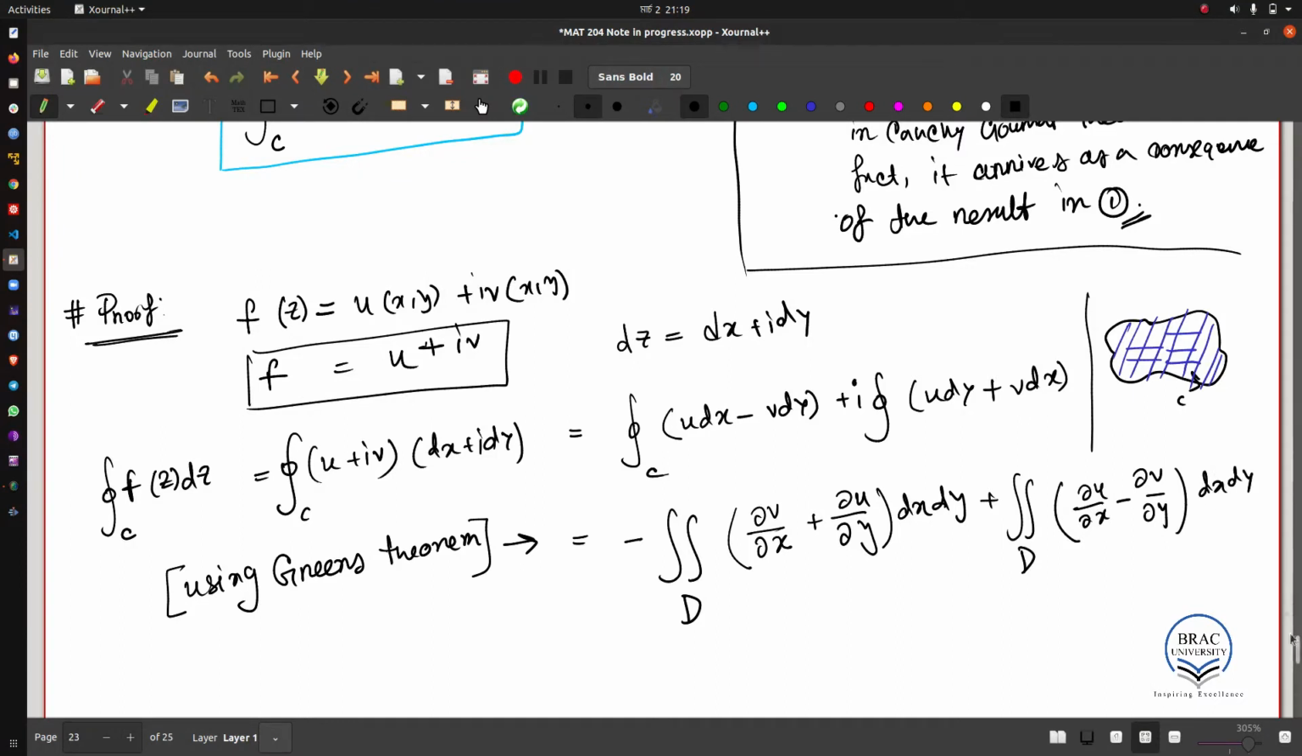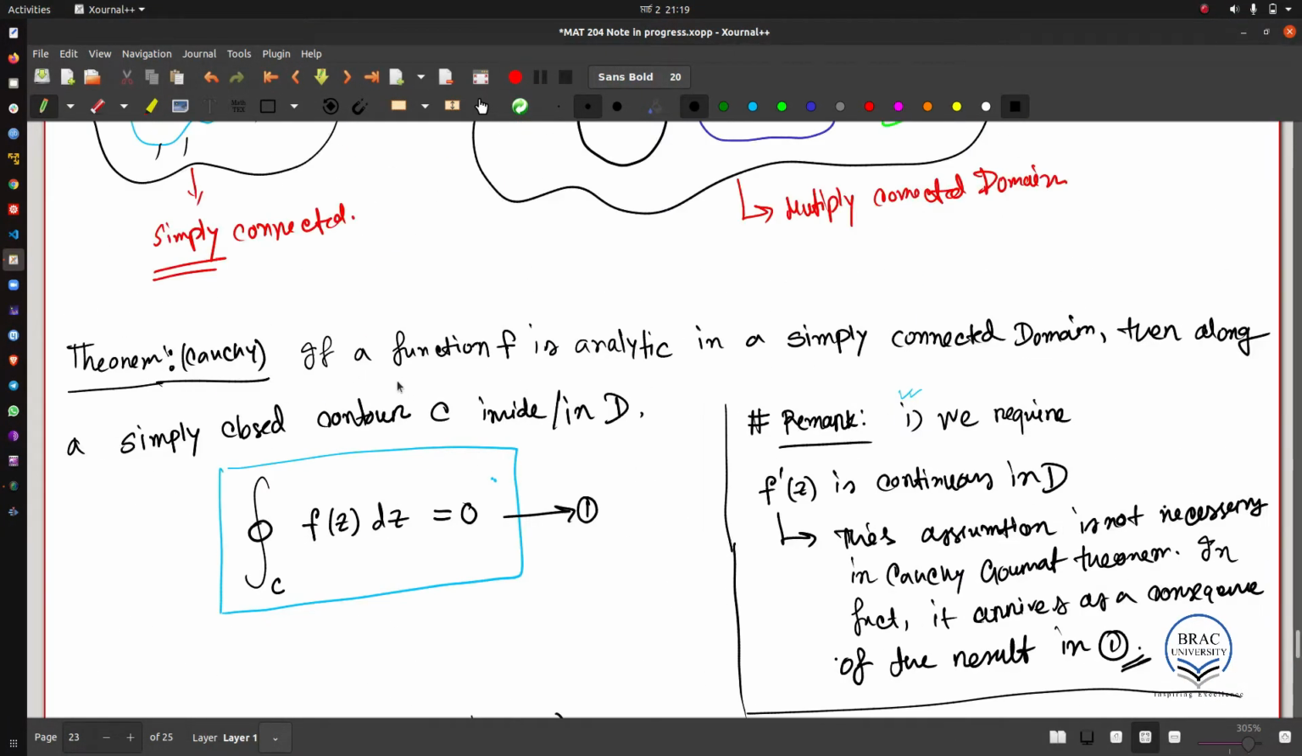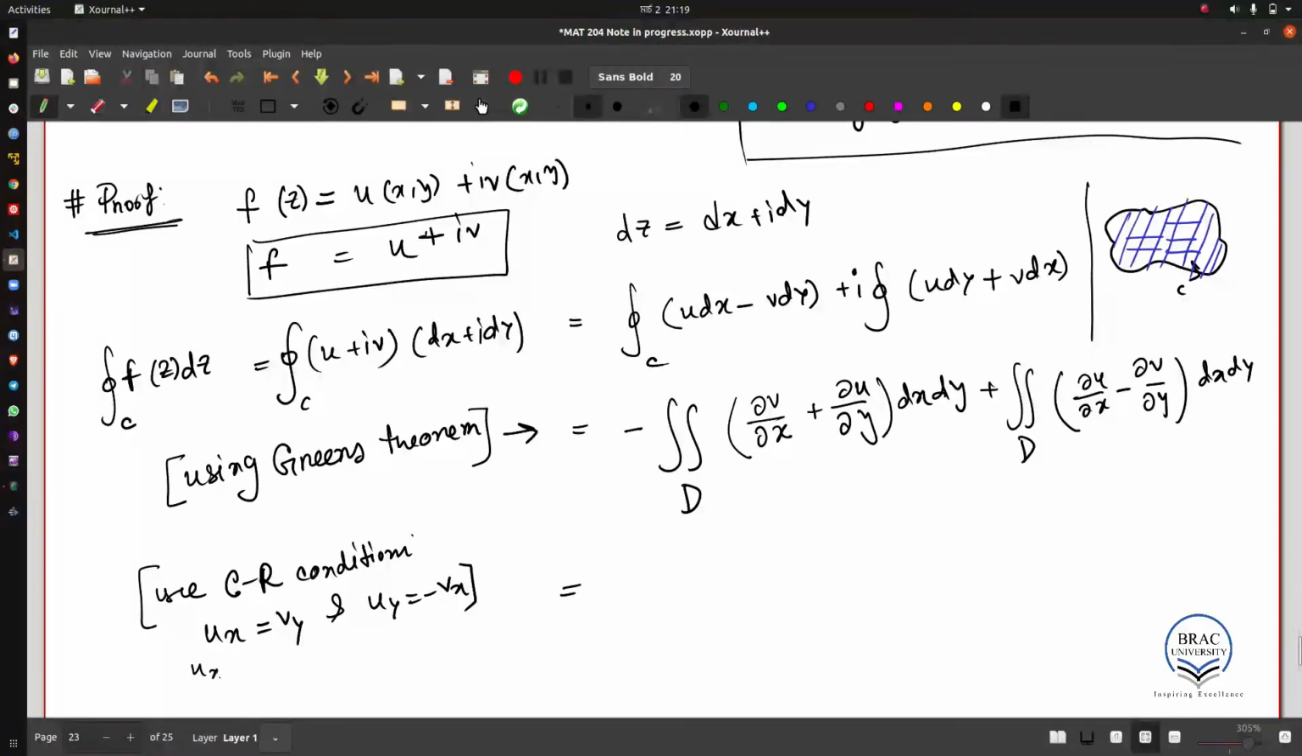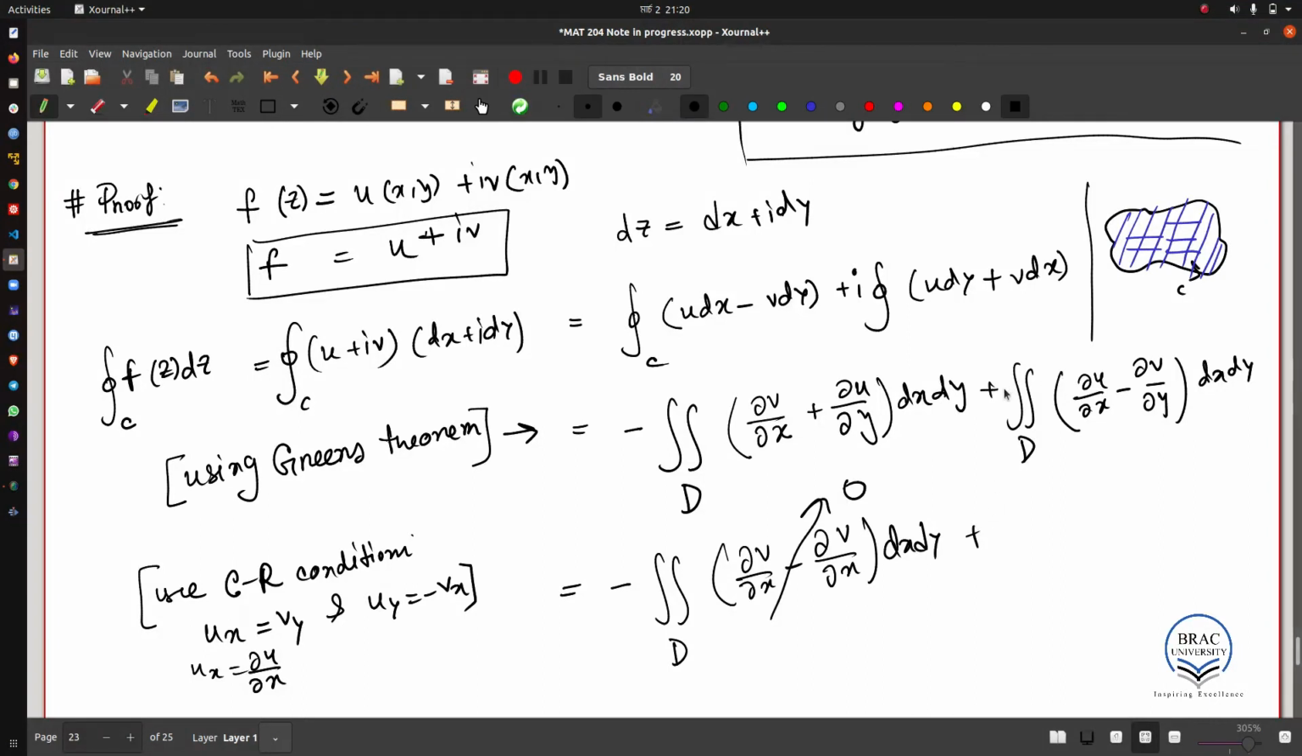Now let's focus on the theorem statement. We're saying the function is analytic, right? So if it's analytic, it will satisfy what? The Cauchy-Riemann conditions. So now use the Cauchy-Riemann, or CR, conditions. That is, ux equals vy and uy equals minus vx, right? So ux is just the partial derivative of u with respect to x. Similarly, uy is the partial derivative of u with respect to y, and so on. So if you do that, you keep this vx and substitute this uy with minus vx, right? So this is vx minus vx, times dx dy. This is 0, and this is the real part.